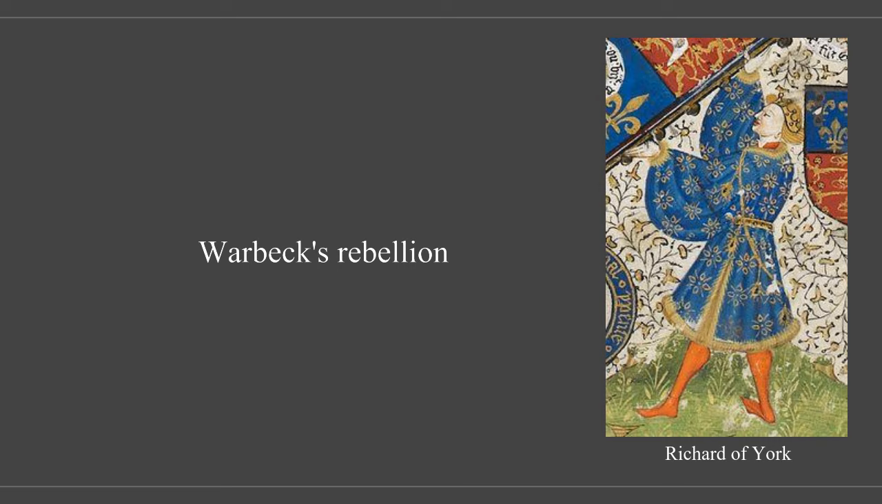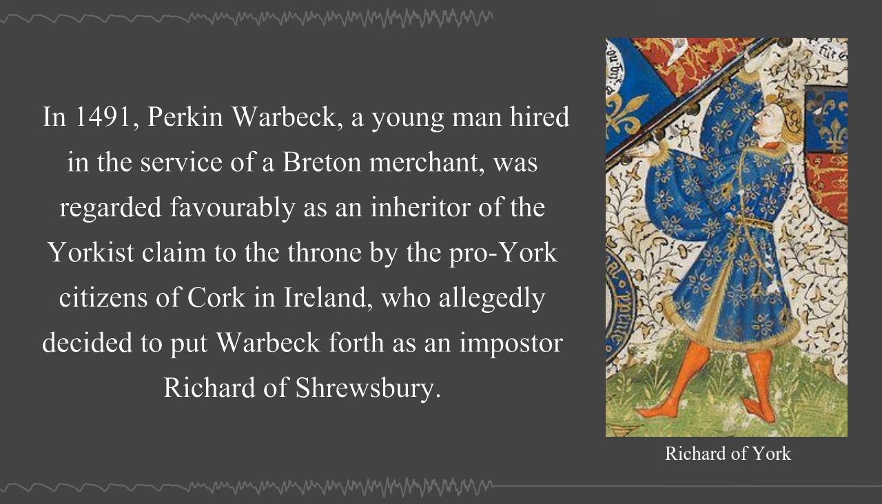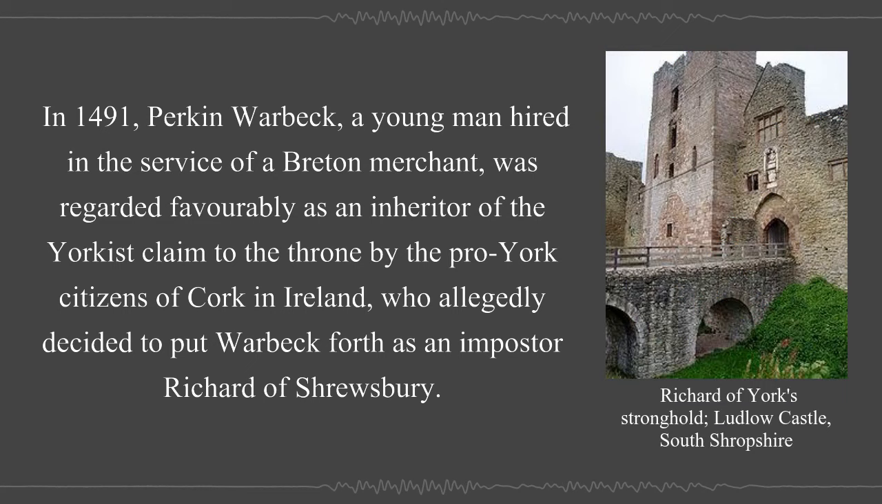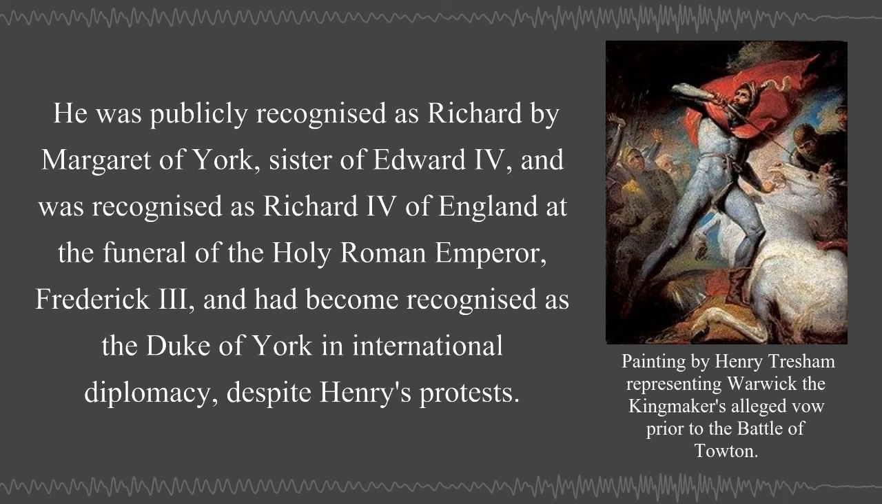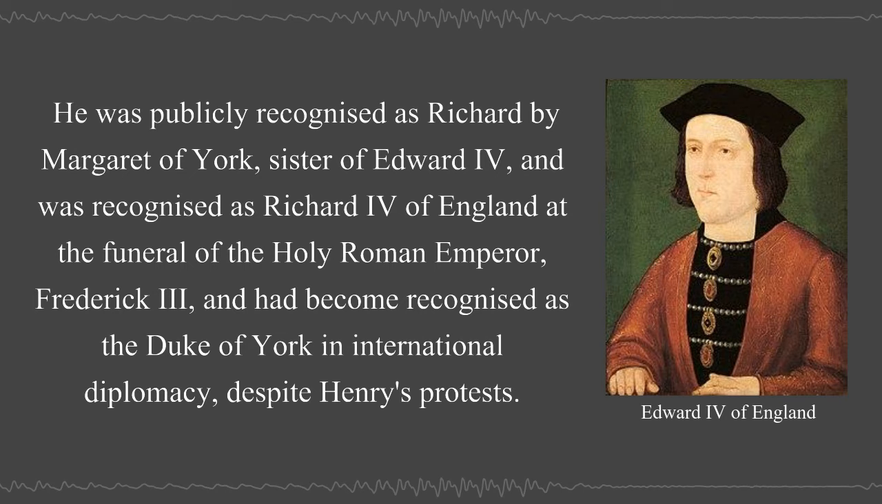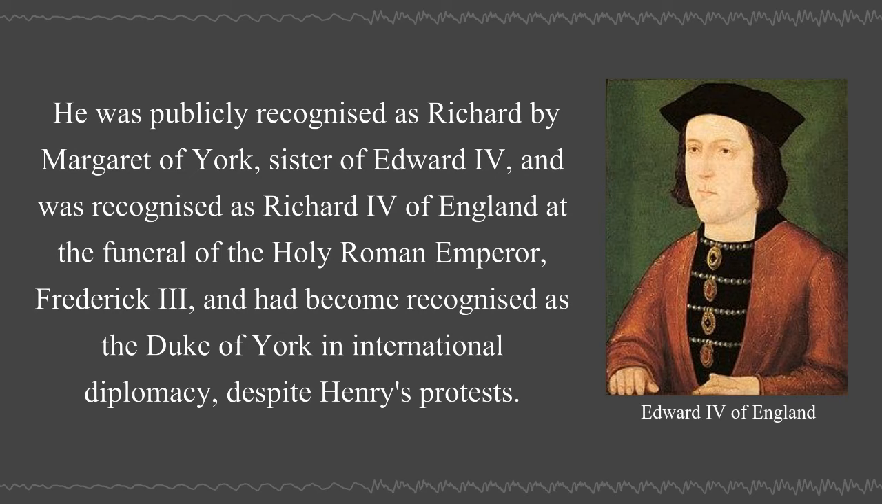In 1491, Perkin Warbeck, a young man hired in the service of a Breton merchant, was regarded favorably as an inheritor of the Yorkist claim to the throne by the pro-York citizens of Cork in Ireland, who allegedly decided to put Warbeck forth as an impostor Richard of Shrewsbury. Warbeck first claimed the throne at the Burgundian court in 1490, claiming to indeed be Richard and that he had been spared due to his young age. He was publicly recognized as Richard by Margaret of York, sister of Edward IV, and was recognized as Richard IV of England at the funeral of the Holy Roman Emperor, Frederick III, and had become recognized as the Duke of York in international diplomacy, despite Henry's protests.